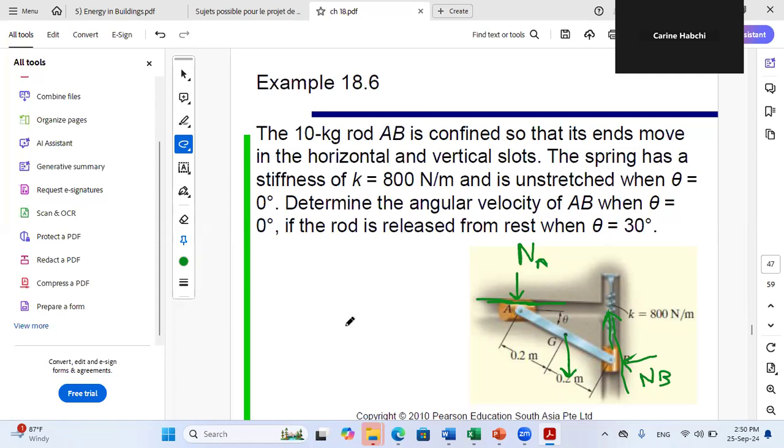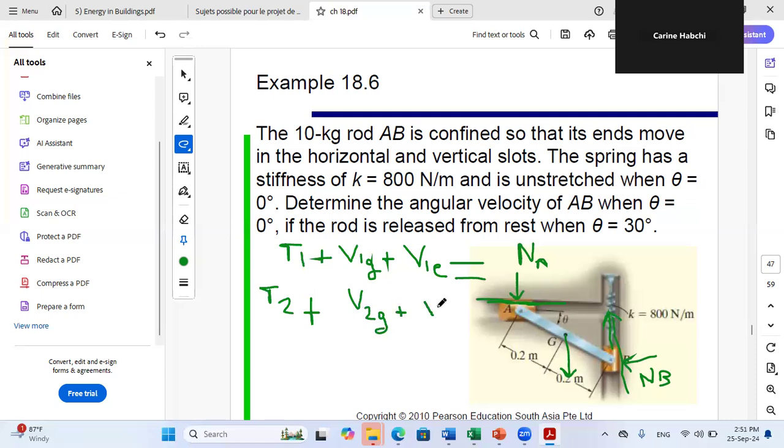We can write that the kinetic energy at state 1, plus, since we have gravitational and elastic potential energies, V1 gravitational, plus V1 elastic. Of course, instead of V, you can say GPE for gravitational potential energy and EPE for elastic potential energy, no problem. This equals T2, the kinetic energy at state 2, plus V2 gravitational plus V2 elastic.